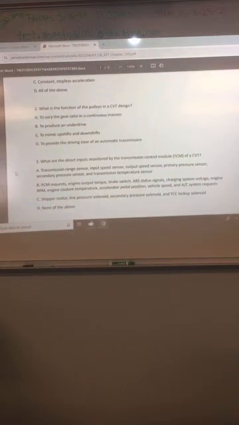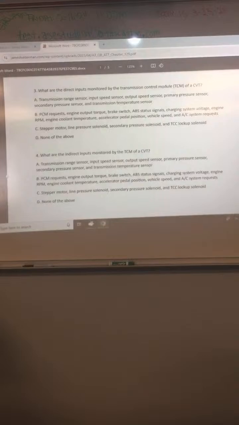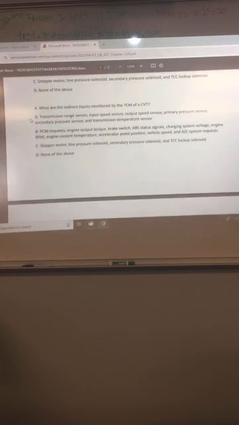Number 3, what are the direct inputs monitored by the transmission control module, TCM, of a CVT? This one is confusing. Is that A? The range sensor. Okay, why do you say that? Because it says inputs, and all these sensors are inputs to the control module. Okay. A is the right answer.